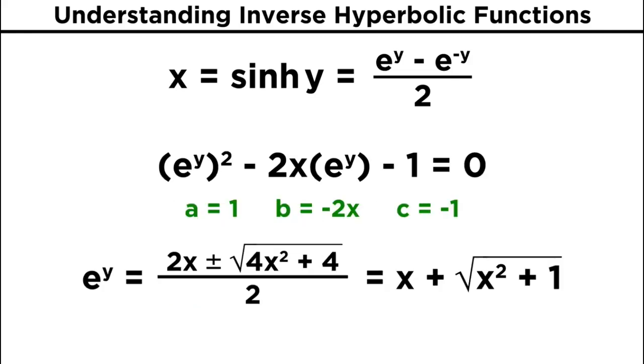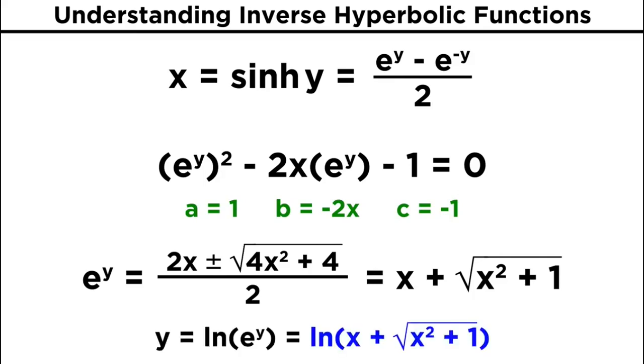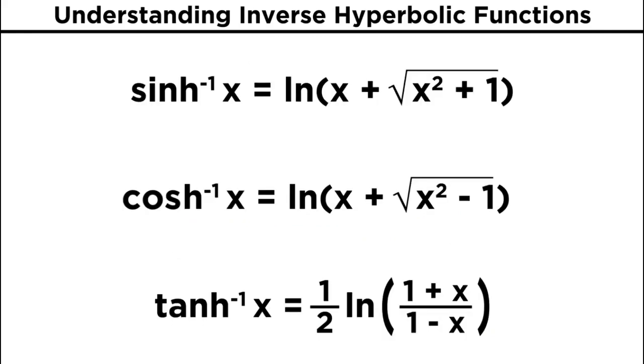If we use the quadratic formula, we end up with this expression for e to the y, and then to solve for y, we just take the natural log of both sides. So here are the expressions for the 3 inverse hyperbolic functions.